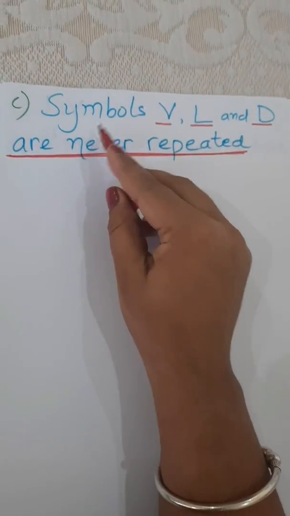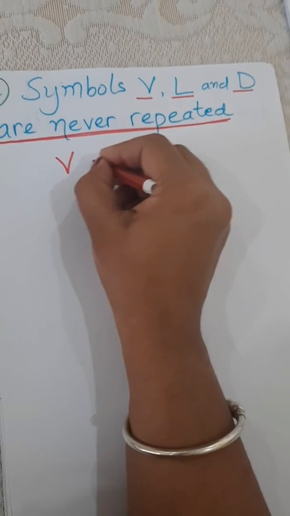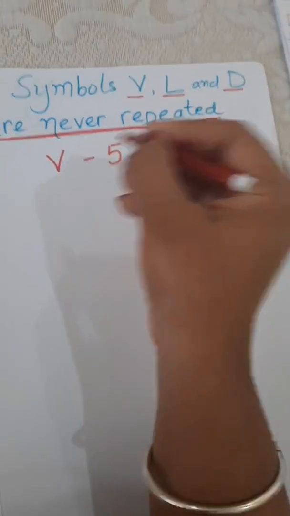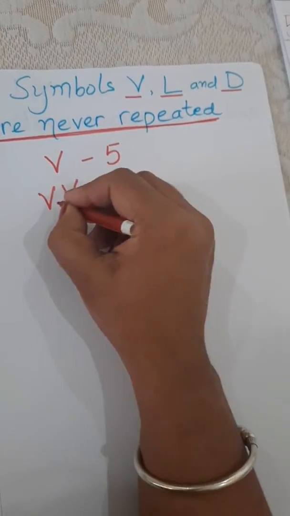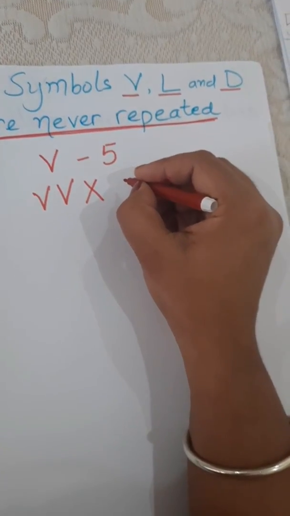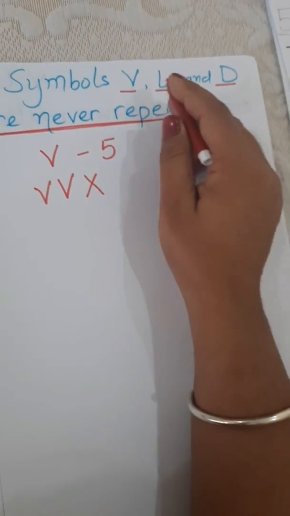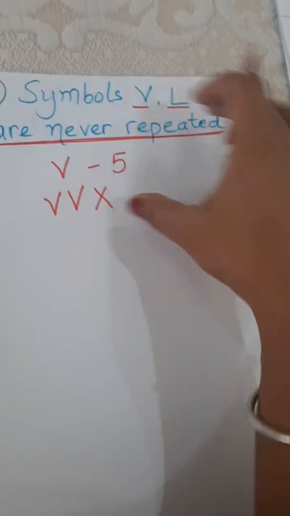Now the C part is, symbols V, L, D are never repeated. If we are writing V, it represents 5. But we can't write V 2 times, because according to the rule, we can't repeat these symbols. Similarly, we can't repeat L, we can't repeat D.